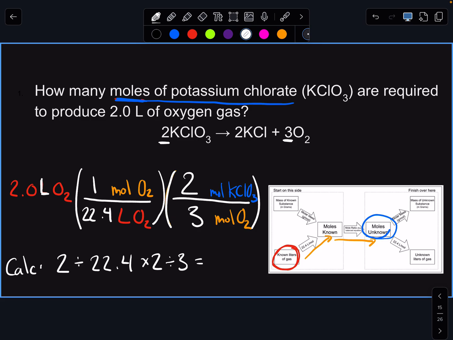Did someone type it in yet? Yeah, I got it. What'd you get, Jack? 0.05. 5? No, 0.06. Round it up actually. And we'd label it as mole of KClO3. Okay, questions before we do another one together? Okay, you may eat those 2 M&Ms.